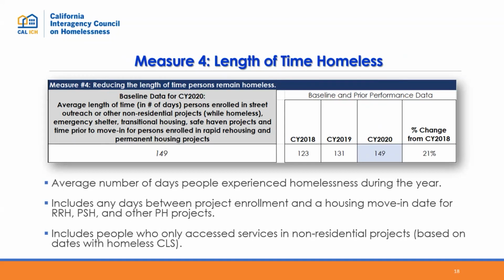Street outreach and other non-residential projects count days homeless based on recorded contact dates with homeless current living situations during the enrollment period. An additional 15-day buffer period is added both before and after the contact date. So one recorded contact date within the enrollment period will count for up to 30 days of homelessness in Measure 4 for non-residential projects.